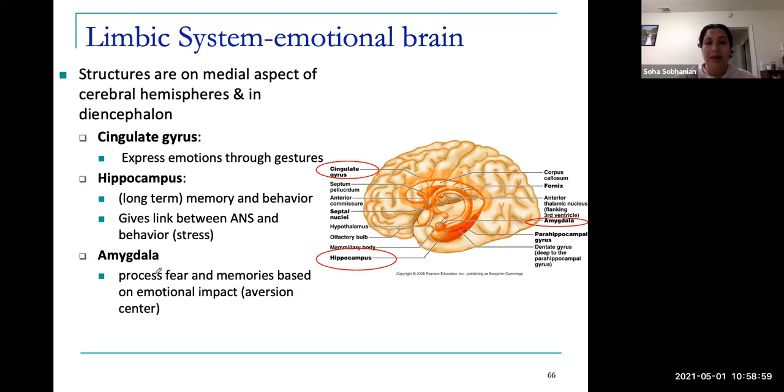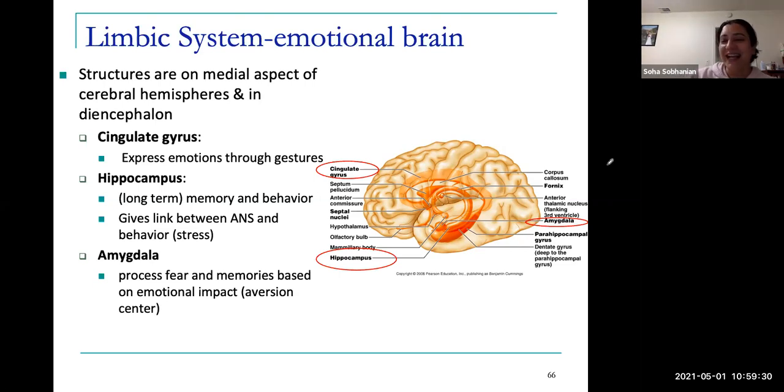Amygdala. Amygdala is the part that you see right here. It's that little circle right here. It's the part that processes fears and memory based on the emotional impact. So for instance, if you have heard a sound, and that sound was connected to a horrific memory, if you hear that sound, the chances are you're going to avoid that environment. You're going to try to run away from that environment. That's basically what that thing is.